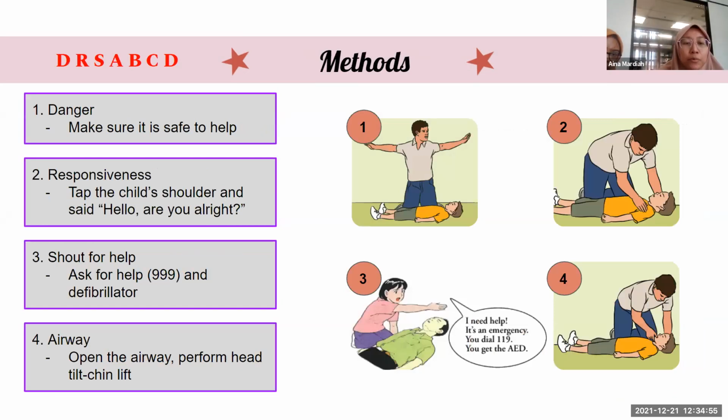Okay, for the method, I will discuss a bit before doing the CPR. First, we need to look for danger, make sure it is safe to help, and then check the child's responsiveness. We may tap the child's shoulder and say, "Are you all right?" And then we shout for help. If in a hospital setting, we may say emergency, and bring the resuscitation trolley and also the defibrillator. If outside the hospital setting, we may need to ask other people to call 999 and ask them to bring the defibrillator.